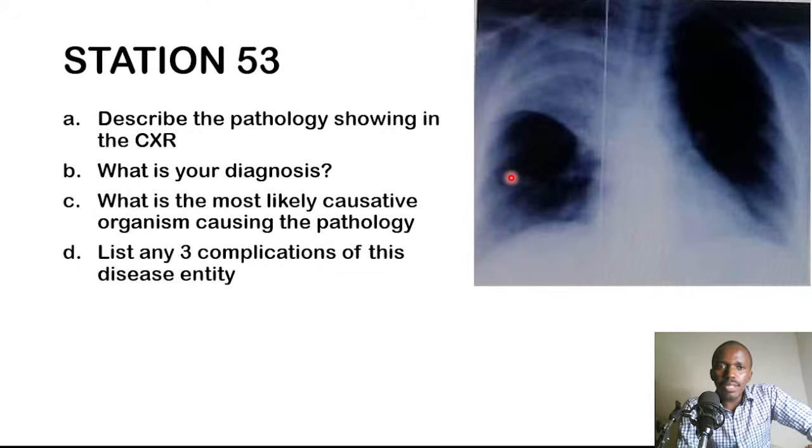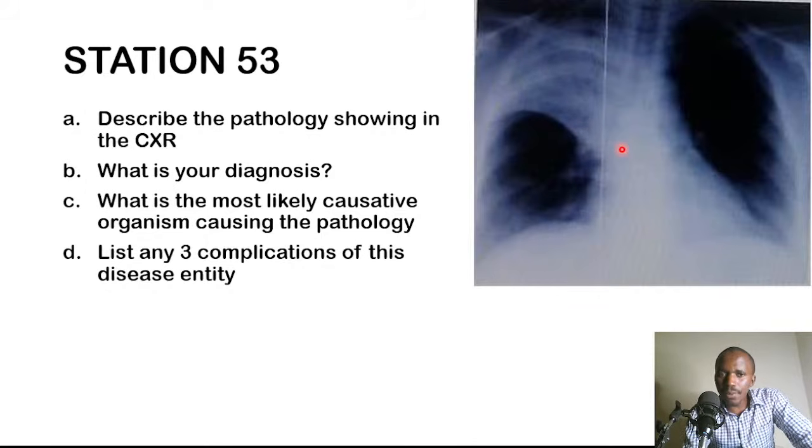Then station 53, describe the pathology shown in the chest x-ray. What is your diagnosis? What is the most likely causative organism causing this pathology? List any 3 complications of the disease entity. Again, this is a homogeneous opacity. It's completely white. If you look very closely here, there appears to be like some dark lines that you can see within this homogeneous opacity.